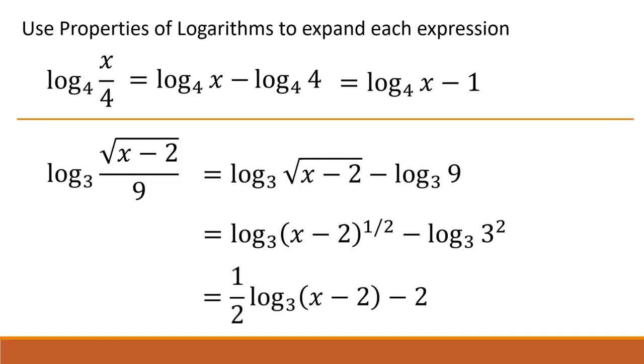For the first term, the power of 1/2 can come out front. And in the second term, the log base 3 of 3 squared is just 2. So that gives us our final answer, 1/2 times the log base 3 of x minus 2, minus 2. Once again, notice that the x minus 2 is the expression we're taking the log of, and the minus 2 on the end is a separate term. It's not part of the log.